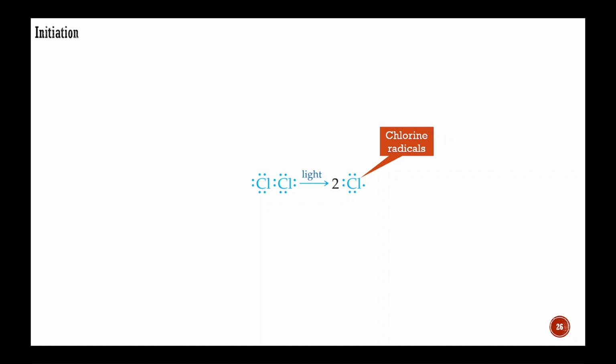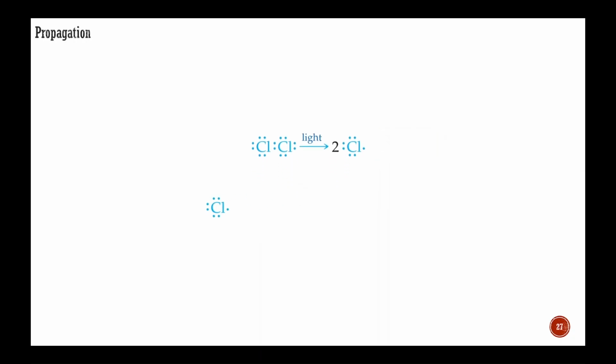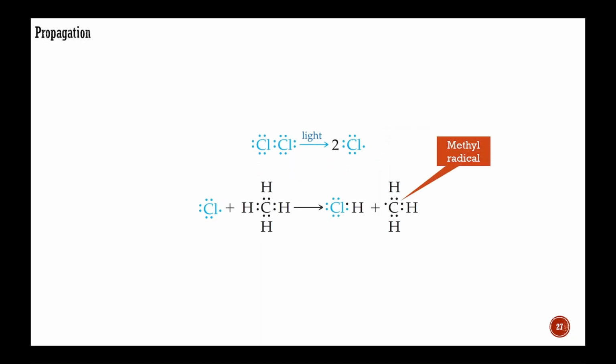In this example, the absorption of light by chlorine causes the homolytic cleavage of the chlorine-chlorine bond, leading to the formation of two chlorine radicals. Next, we have the propagation steps, where the newly formed radicals collide with other molecules, generating new radicals. In our example, a chlorine radical can remove a hydrogen atom from a methane molecule.